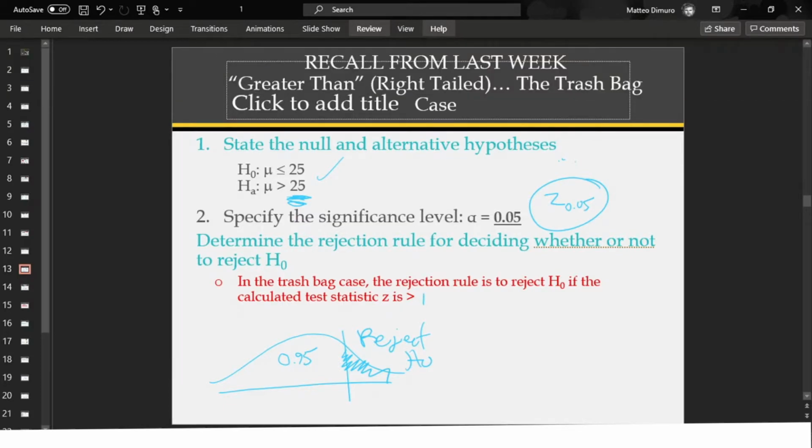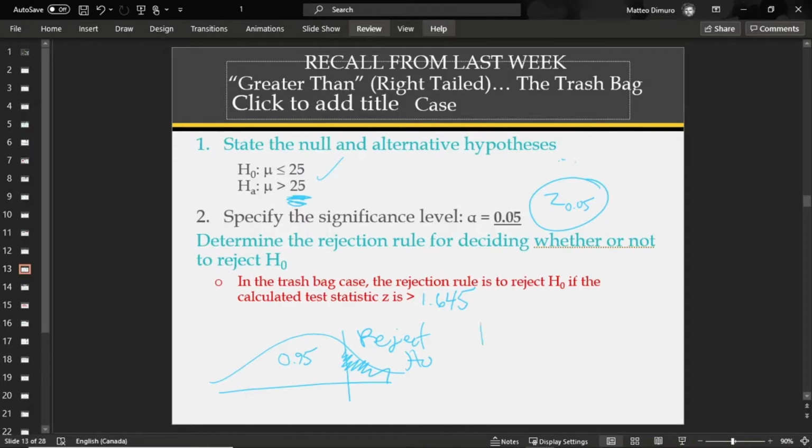So 1.645. So we're going to reject H0 if Z is greater than 1.645.